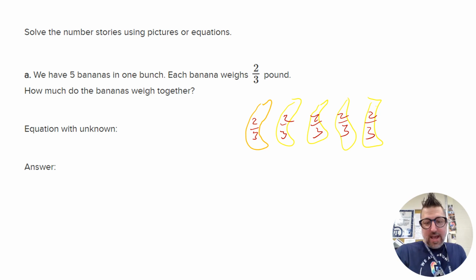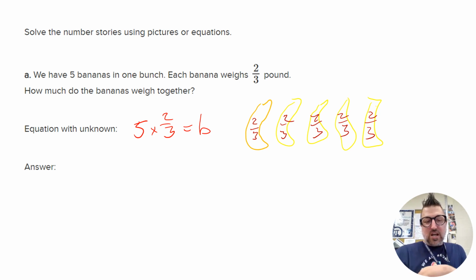I can either add them all together, 2/3 plus 2/3 plus 2/3 plus 2/3 plus 2/3, or I can see how many that I have and multiply. I think I'm going to multiply on this one, and I'm going to write for my equation 5 times 2/3 equals, let's call it my bunch of bananas. Okay, so 5 times 2/3.